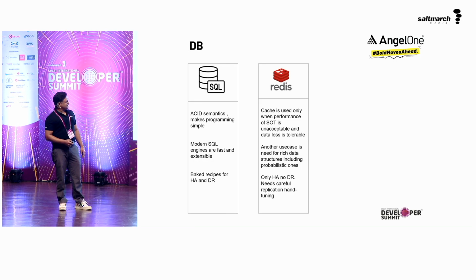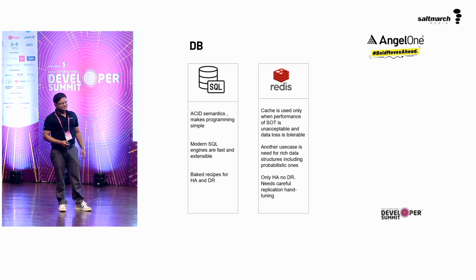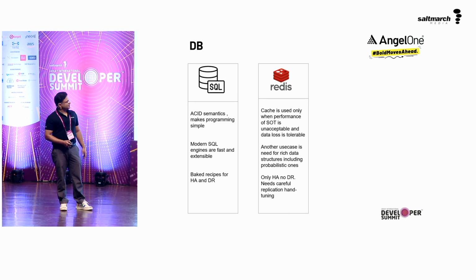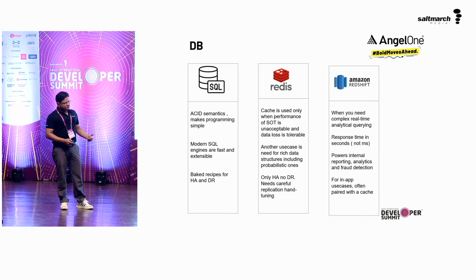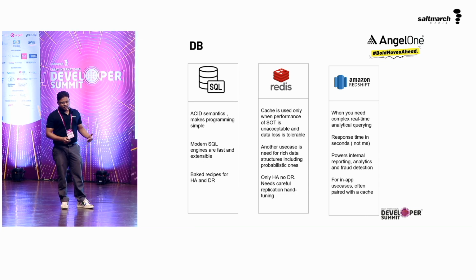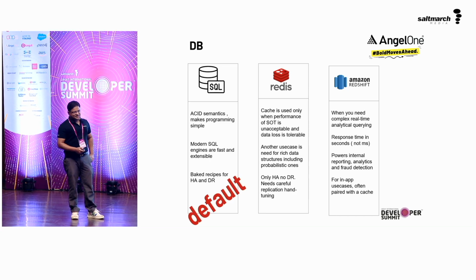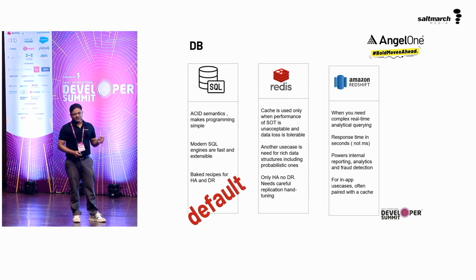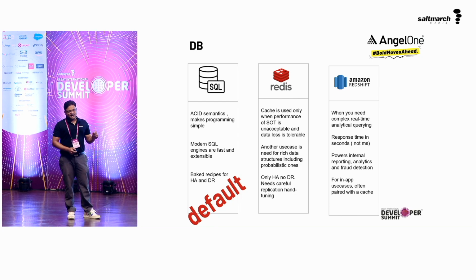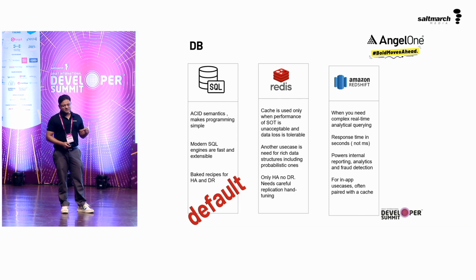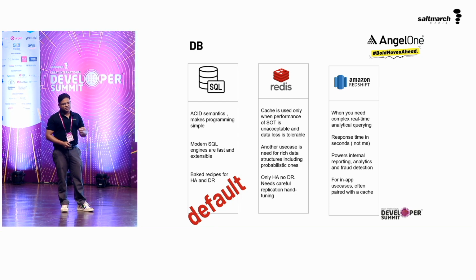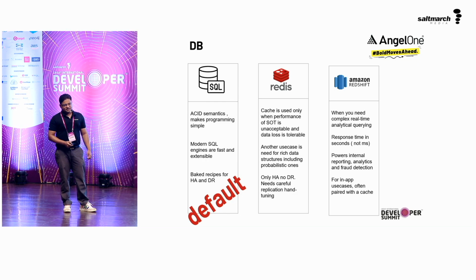We cache where we really need single digit millisecond stuff, and we use Redshift for a lot of the analytical use cases that we have. As I said, the go-to is always a SQL database, and engineers need to answer why they can't use it before they start leveraging other things.